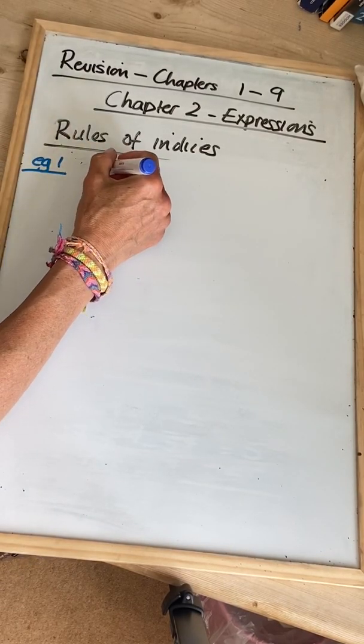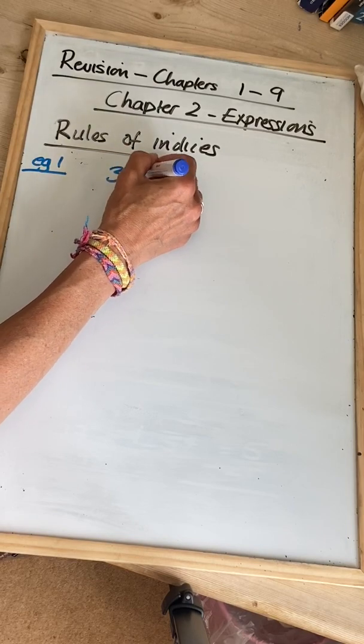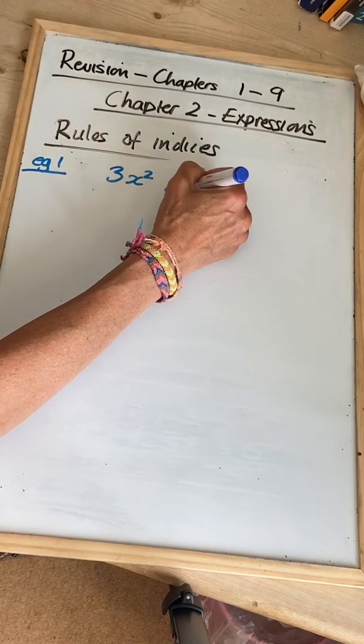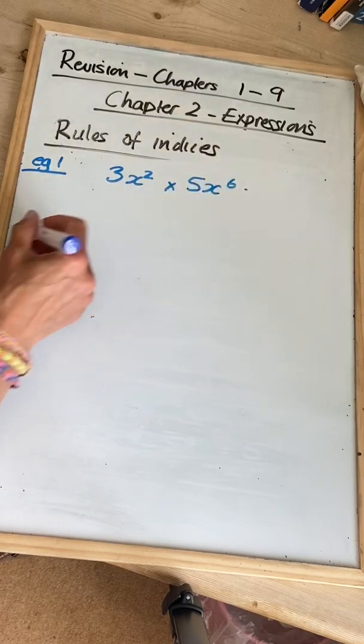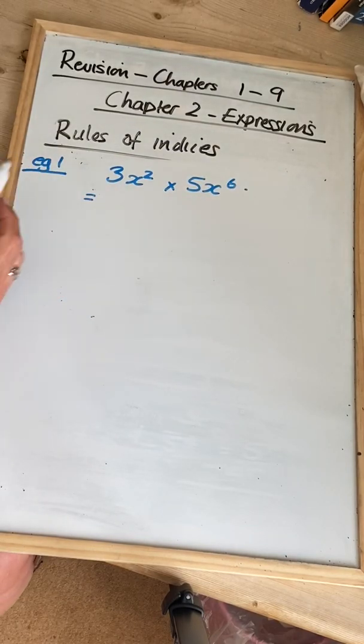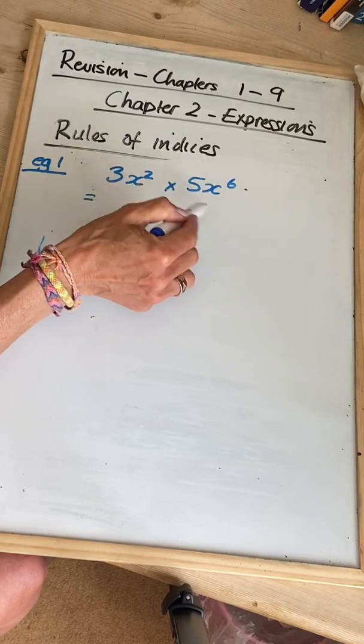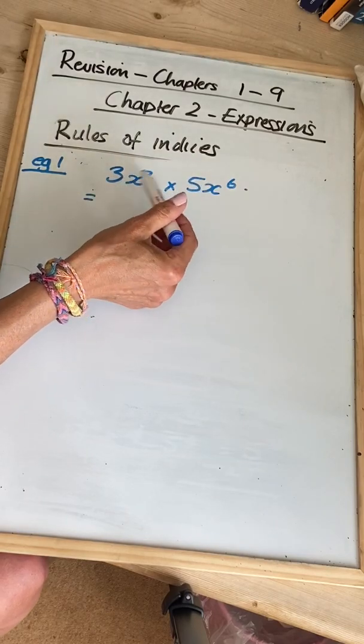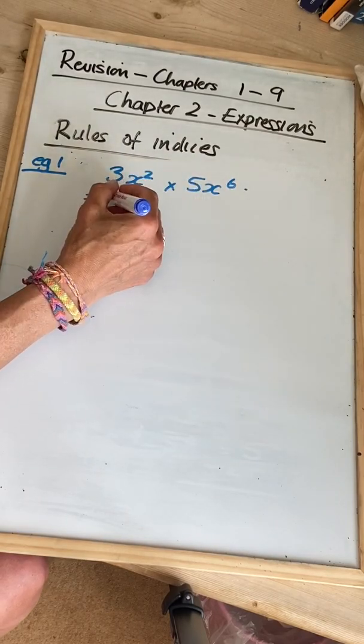So what have I got? 3x squared times 5x to the 6. So I'm multiplying them together. So I multiply the whole of this term by the whole of that term. So the 3 and the 5 get multiplied together to give me 15.